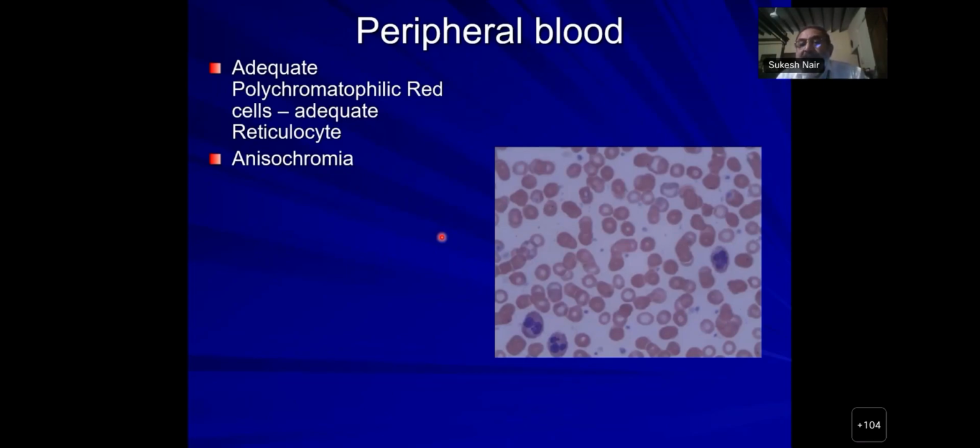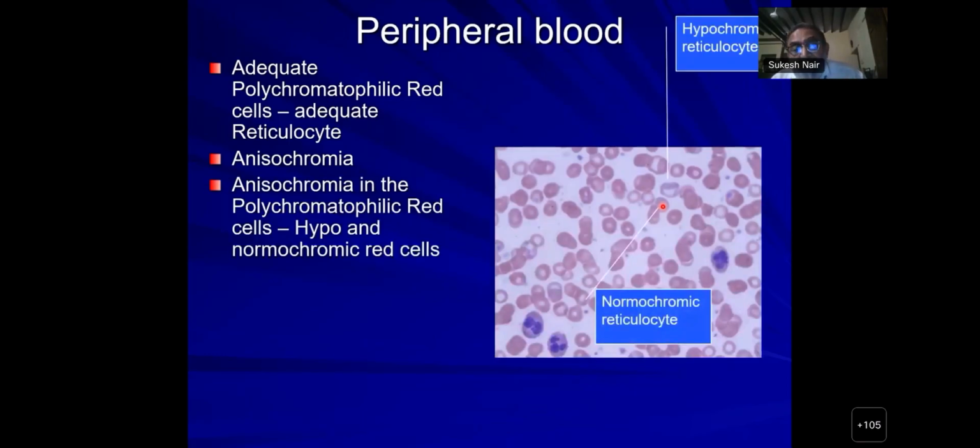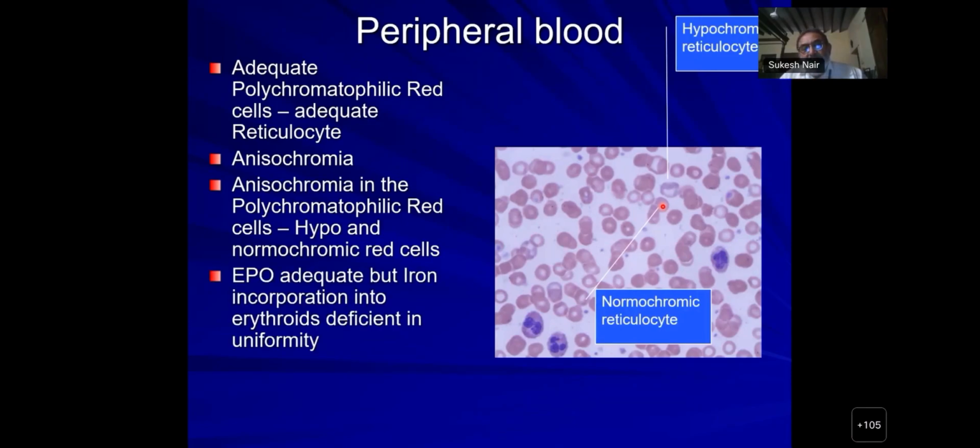So I look at the hypochromia of the reticulocytes. Now, if I look at the reticulocytes, because we know the reticulocyte's lifespan is only 1 to 2 days, I find one reticulocyte hypochromic and one reticulocyte normochromic. So there is anisochromia among the reticulocytes. That means this anisochromia is happening on a daily basis, which basically means iron is not getting to every erythroid cell equally, as is expected in anemia of chronic disease or anemia of chronic renal failure. So the report is erythropoietin is adequate, but iron incorporation into the erythroids is deficient in uniformity. So he may probably require more iron.